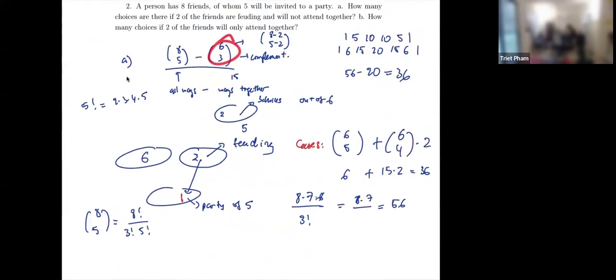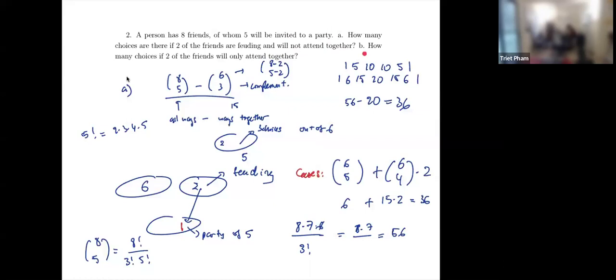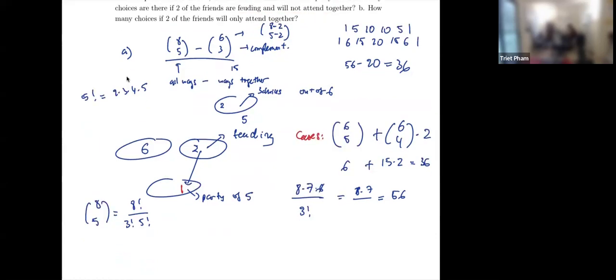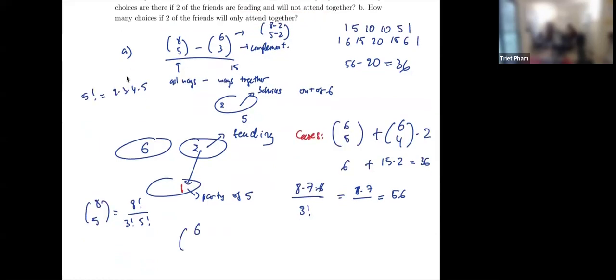So the way you read part B is this. You invite 5 friends to a party, right? If 2 of them will only attend together, then you either invite both of them or you invite none of them, because this is up to you. So it's not like you have to invite them. Does that make sense? So part B has that flavor too.